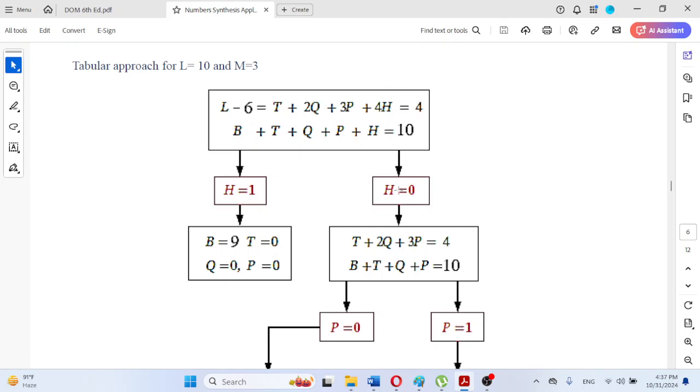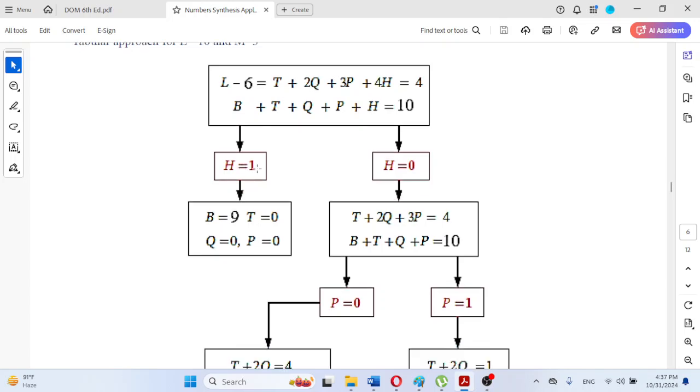So start from its binary values, means lowest count 0 and 1. If we assume that H is equal to 1, we can observe that T plus 2Q plus 3P plus 4 is equal to 4. So that means T plus 2Q plus 3P is equal to 0. So that means all T, Q, P must be 0. So T, Q, P are all 0.